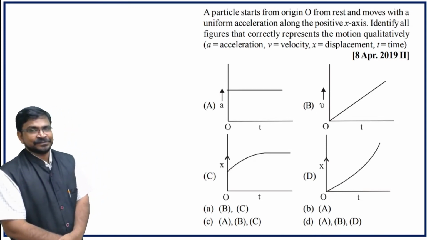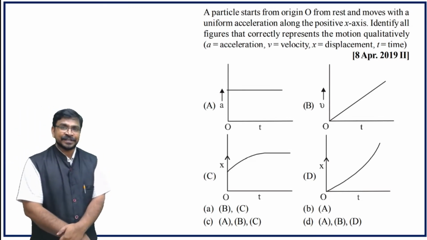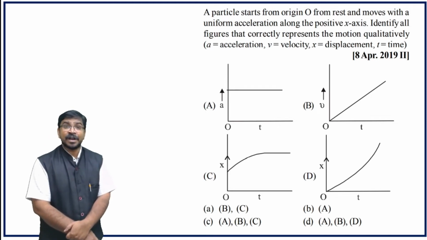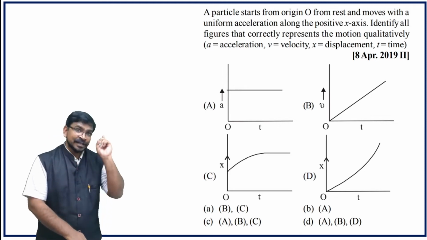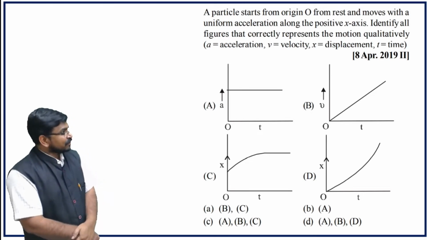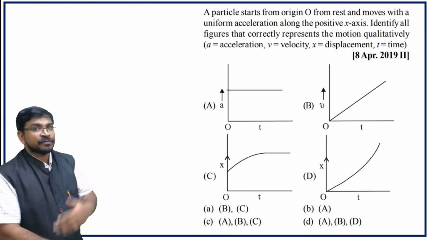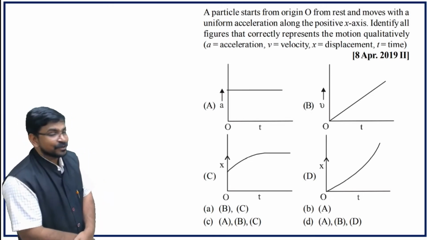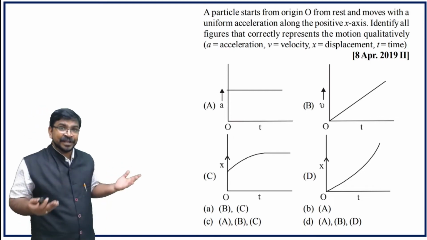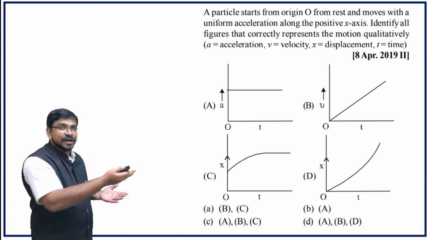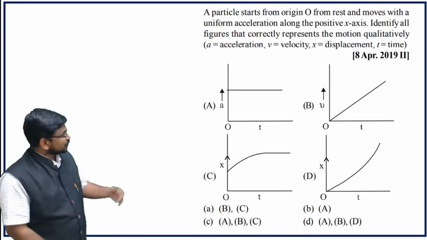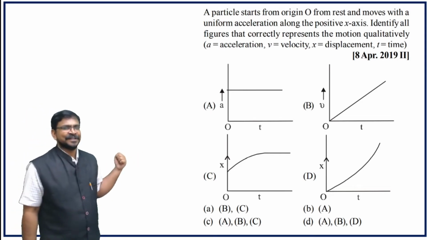Acceleration is constant along the positive x-axis. Acceleration is not 0, be careful. Acceleration is constant, so whenever acceleration is constant, the slope of the acceleration graph must be 0. So the acceleration graph might be a straight line, horizontal, parallel to the x-axis. So option A is also possible here.